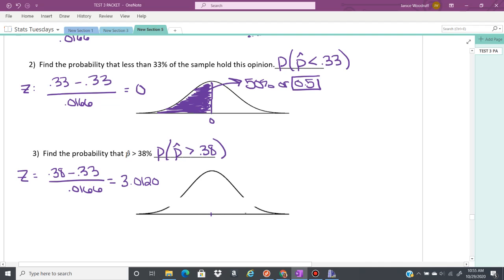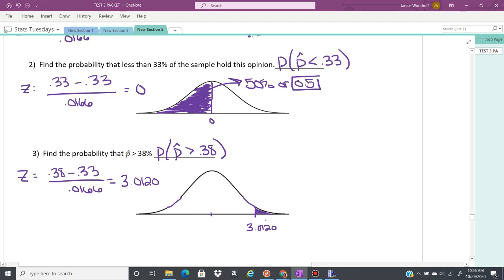All right, so on this curve, that's like way over here. I don't know why this is cut off, but it's not going to let me finish it. There we go. Okay, so that's like way over here, 3.0120, and it's greater, so it's going to the right. So it's going to be a pretty small proportion here.